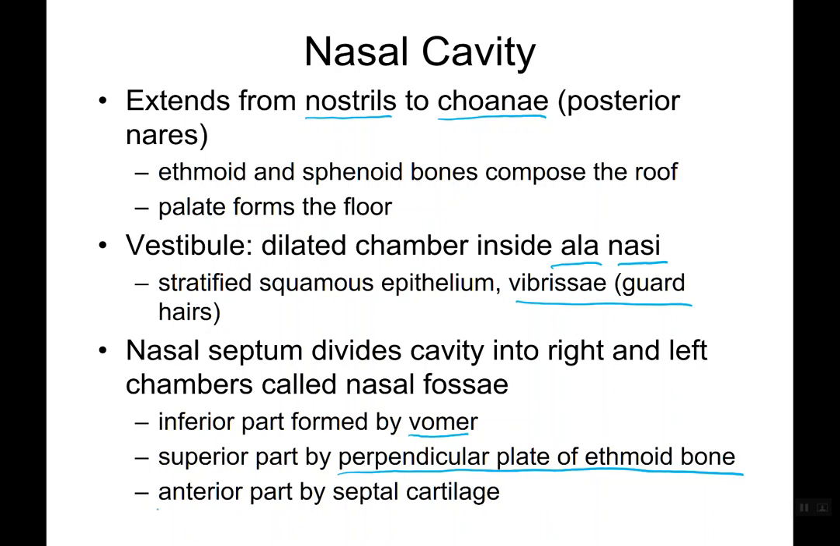The anterior part is formed by the septal cartilage. The inferior part is formed by the vomer, and the superior part is formed by the perpendicular plate of the ethmoid bone. So if somebody has a deviated septum, that means that one or all of these elements have been compromised either by being perforated or being crushed in one direction or the other.